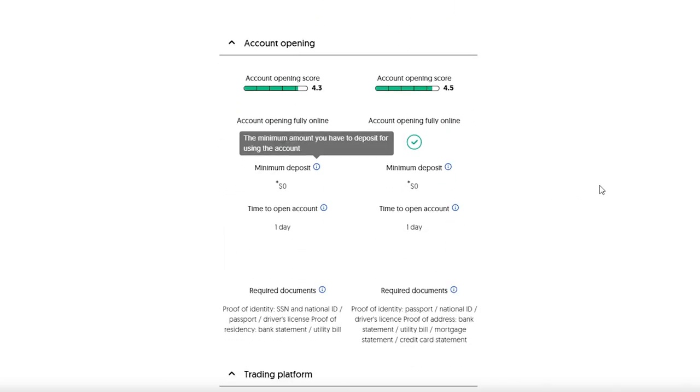Next, we can take a look at account opening, or how easy is it to open an account. And we can see that both of these platforms are relatively easy.